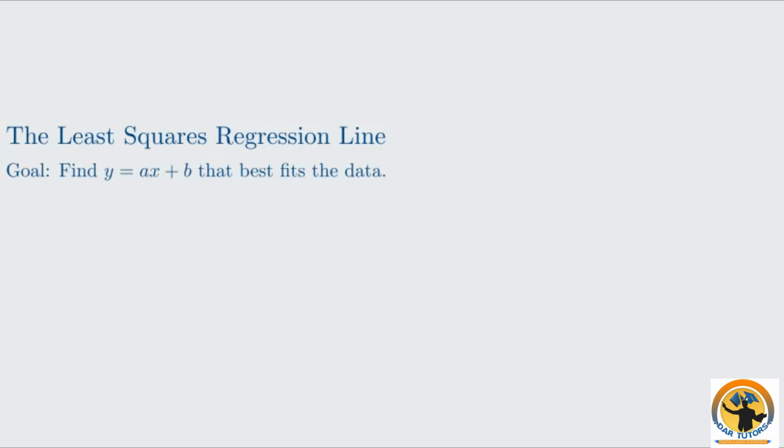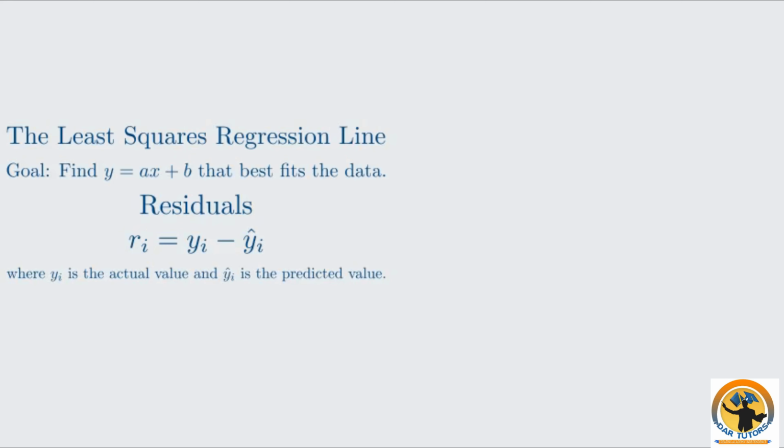This best fit is determined using a concept called a residual. A residual is the vertical distance between an observed data point and the regression line. For any given x value, the residual is the observed y value minus the predicted y value.